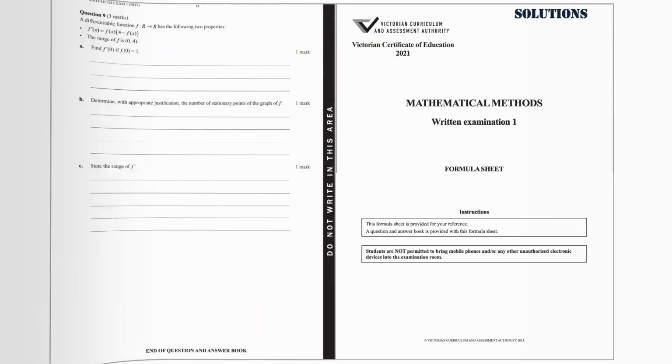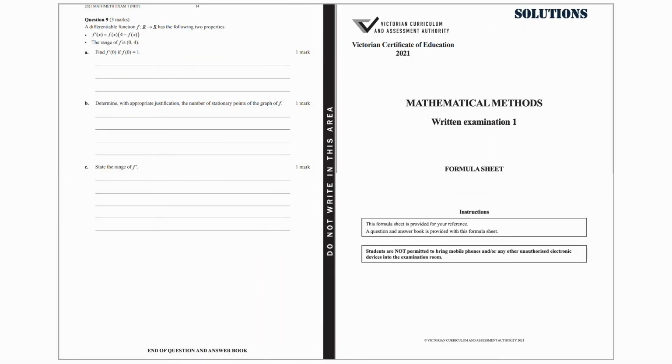Question 9. A differentiable function f has the following two properties. f dash of x equals f of x bracket 4 minus f of x, and the range of f is 0 to 4, open brackets. Part A. Find f dash of 0 if f of 0 equals 1. So we substitute f of 0 with 1 in the equation of f dash of 0, and that gives us the value 3.